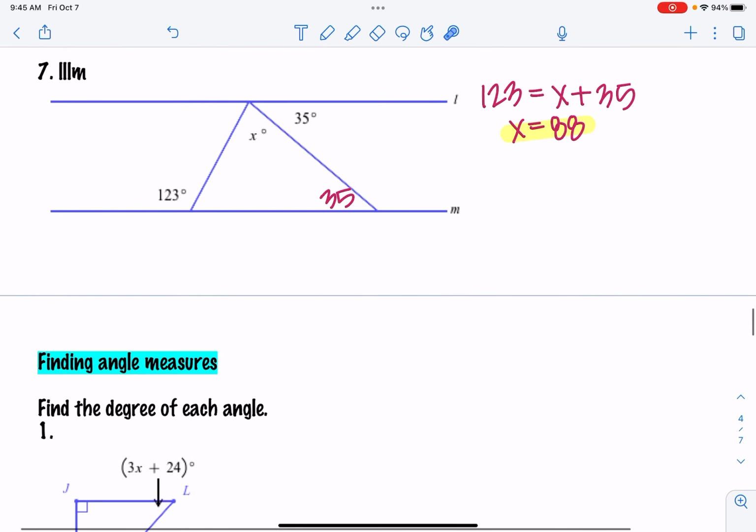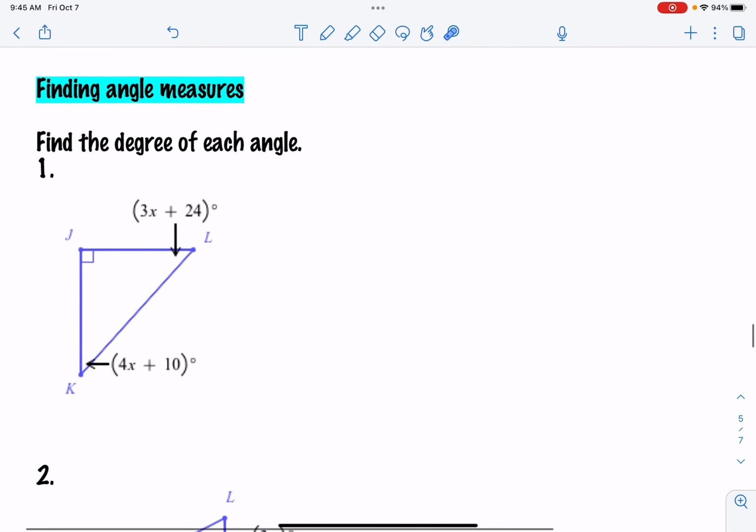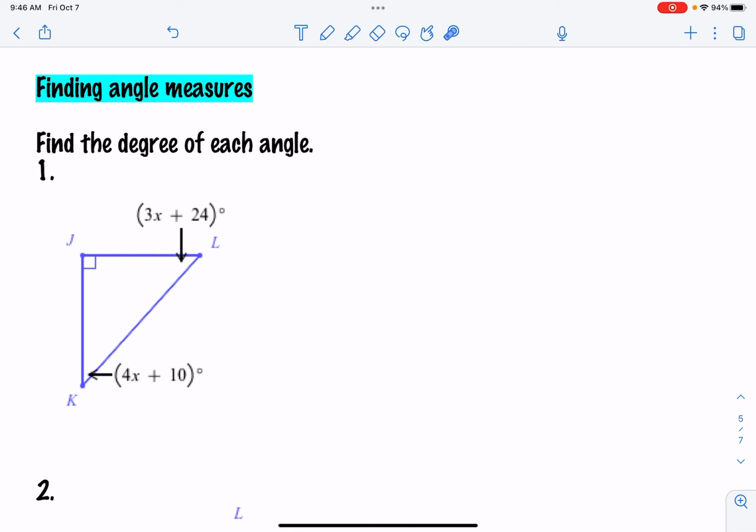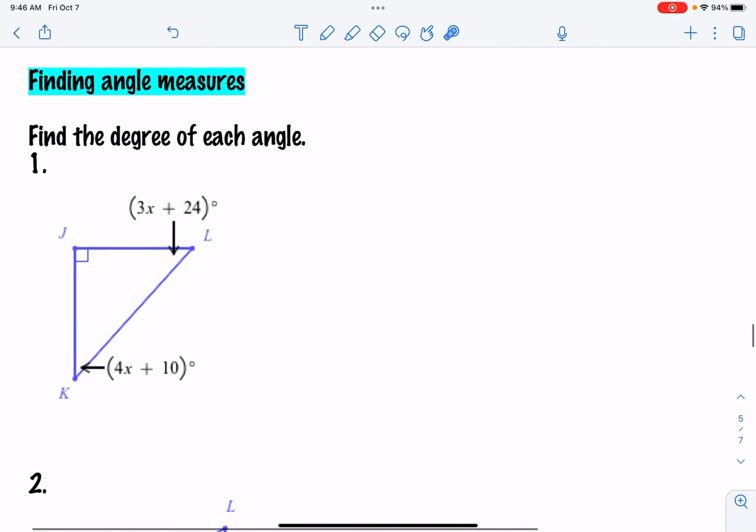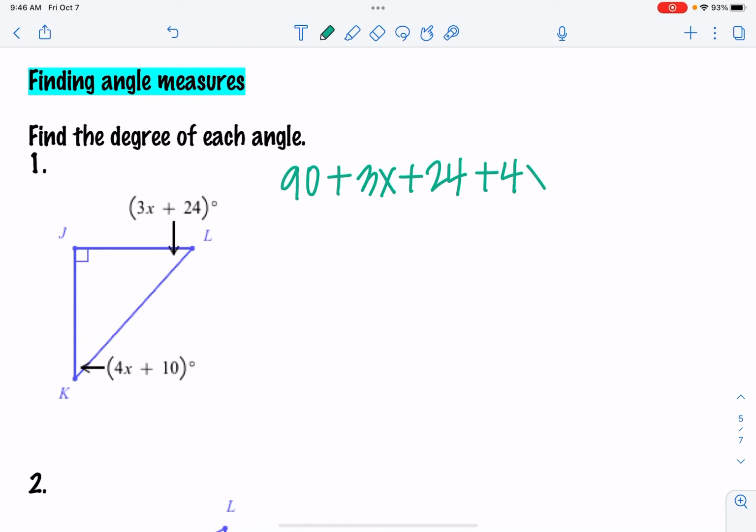All right, couple more problems. So now let's get into solving equations with expressions. So now we have expressions for angles, so it's getting a little bit harder, but the same thing we've been doing all notes. What we're going to do is find the degree of each angle. What we should do is just add up all three angles, set it equal to 180. So 90 plus 3x plus 24 plus 4x plus 10 equals 180. So that's all you want to be doing in these problems, is just setting all three angles to 180. You would solve, so you get 7x plus 34 equals 90.